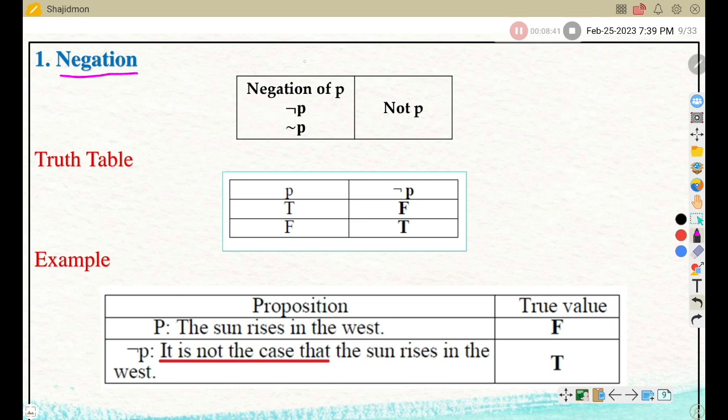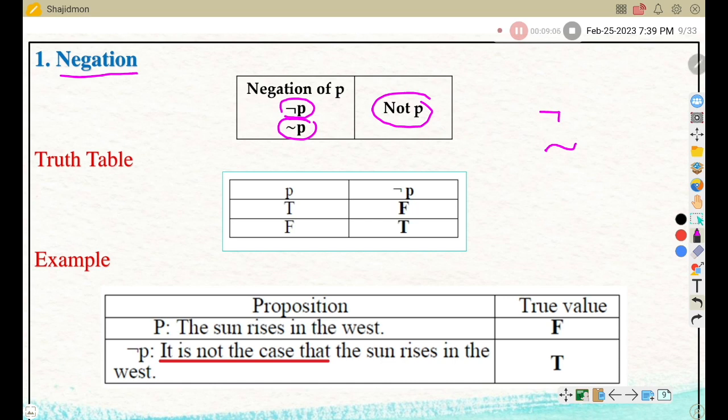Negation of P. We have a statement P. What is the meaning of negation of P? We represent negation of P either like this, or we use this symbol. Two symbols we can use. One of the symbols, negation P or negation P. What is the meaning of negation actually? Not. That is the meaning of negation. Negation P means not P.